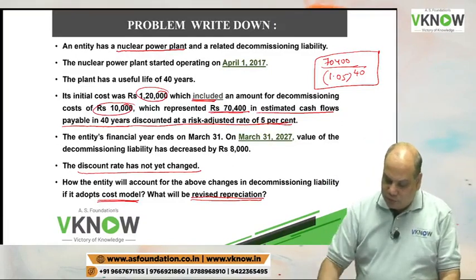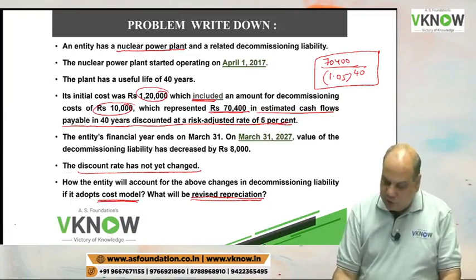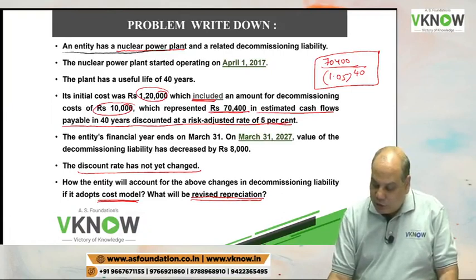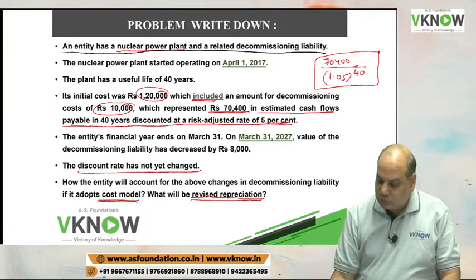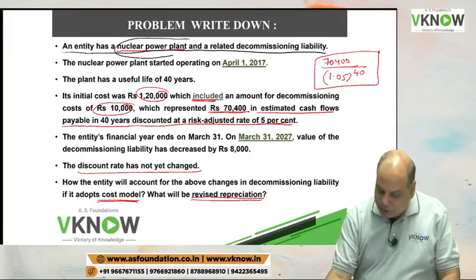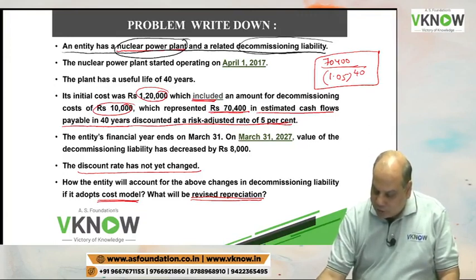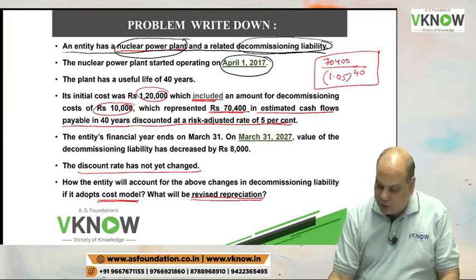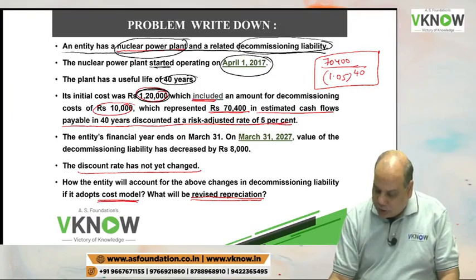I am going to read it and explain it to you one more time and then we'll solve together. An entity has a nuclear power plant and a related decommissioning liability. So the name of the PP is power plant and the company has created a decommissioning liability. 1st April 17 is the starting date, useful life 40 years. Its initial cost is 1,20,000, which included an amount for decommissioning cost of 10,000. How has this 10,000 come?